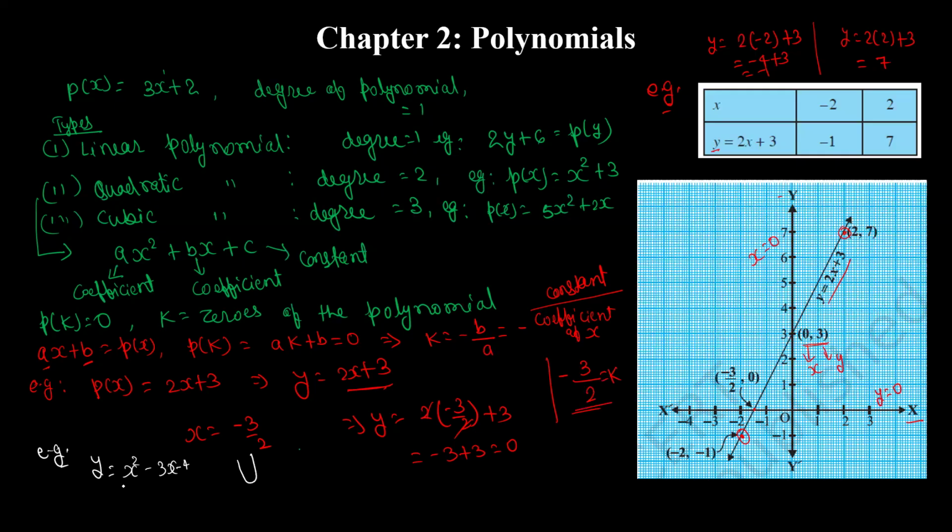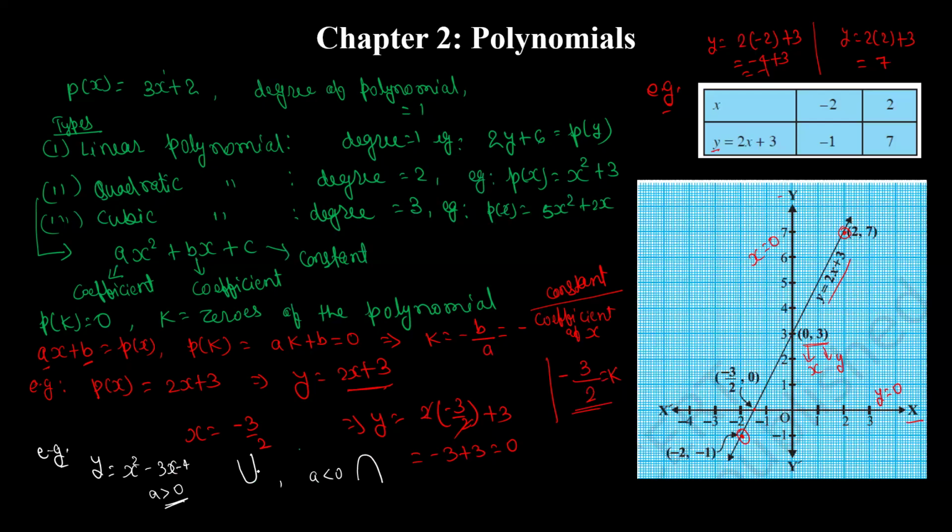So this graph is going to be a parabola. If the coefficient of x square, a, is positive, then this parabola will be upwards. And if a is negative, then the parabola will be inverted. So that depends upon the value of a, the coefficient of x square. If the parabola is going to cross the x-axis two times, then it will have two zeros.